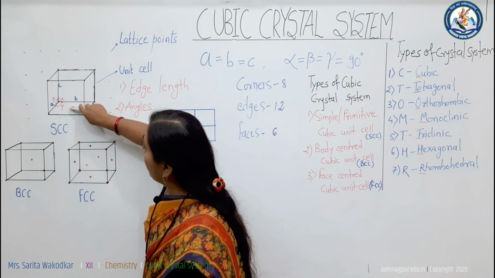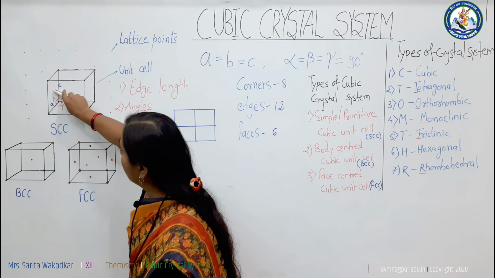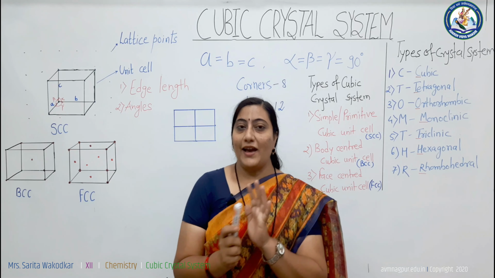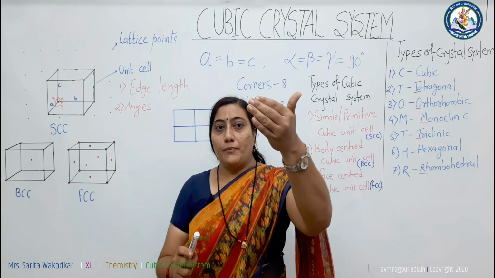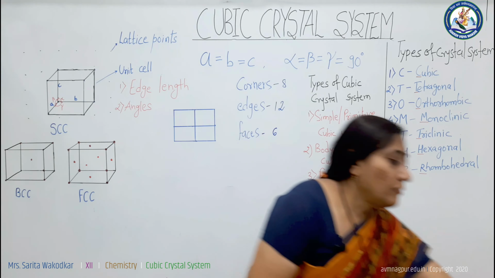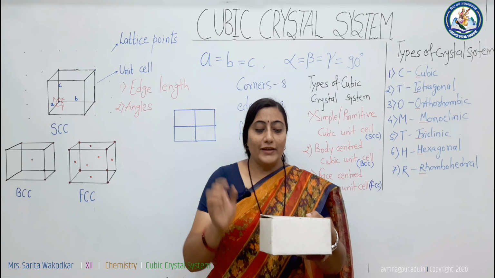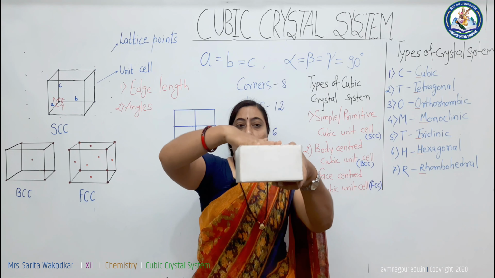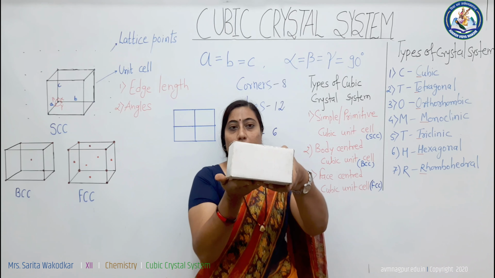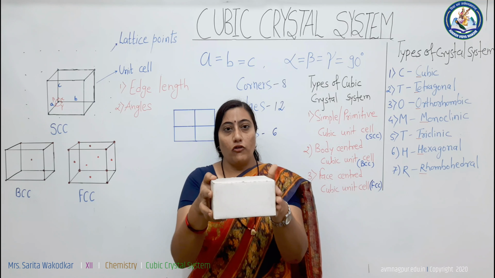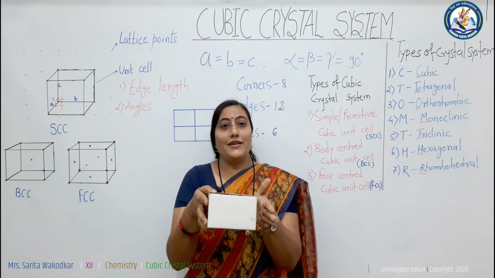First, second, third, fourth. Four from the side, one from the upper side, one from the below side. How many faces are there? Total 6 faces are there. First, second, third, fourth, fifth and sixth.